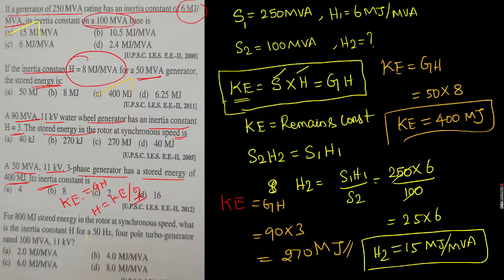Next question. 800 megajoules stored energy in the rotor at synchronous speed. What is the inertia constant H for a 50 Hz, 4-pole turbo generator rated at 100 MVA, 11 kilovolt? What all the data is given? Kinetic energy is given, MVA rating is given, and rated voltage is given. The question is inertia constant H equal to what? Kinetic energy is 800, MVA rating is 100. 800 by 100 will become 8 megajoules per MVA. Direct theoretical questions. So let us go ahead with the next question.